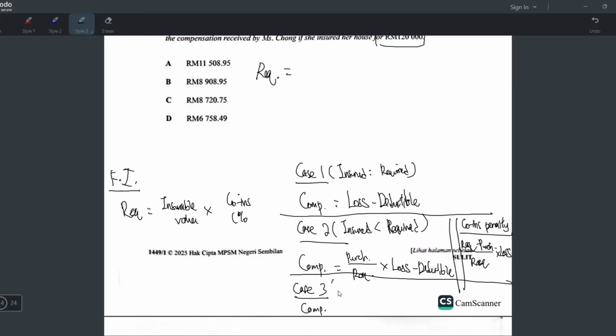Okay, case 3 is when suffer total loss. Dalam bahasa Melayu is mengalami kerugian menyeluruh. So kalau dia mengalami kerugian menyeluruh, dia punya compensation just take the insurance purchase minus deductible. So these are all the cases yang you kena tahu and the formula. But you have to always cari required dulu. Mesti. Sebab kalau you tak cari required, macam mana you nak tahu dia case 1, case 2, case 3, betul? So yeah, kita kena cari required.